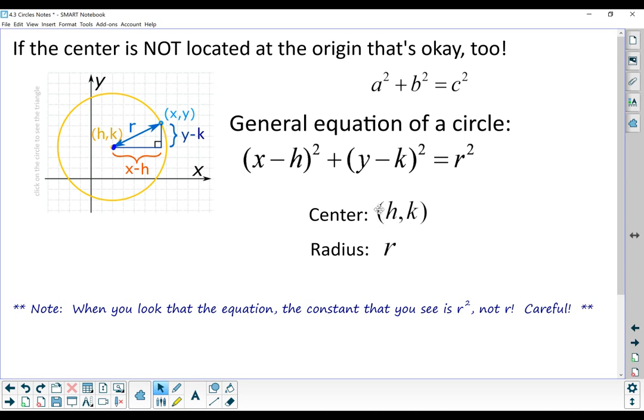So the center is at hk. Both of those are going to have a little sign change. The y one does as well this time because it is grouped in that squaring. We do have a sign change. And then just be really careful that the number here is not the radius. This is the radius squared, so our radius would just be r, which would be the square root of the number that's in the equation.